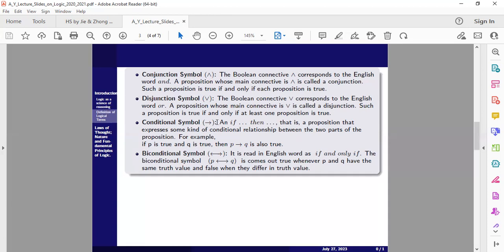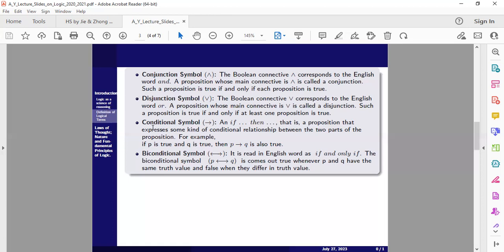So such a proposition is true if and only if at least one proposition is true. If you have a P statement and a Q statement, or a P proposition and a Q proposition, and you use the word "or", then if at least P is true, the statement P or Q will be true. If at least Q is true, then the statement P or Q will also be true.